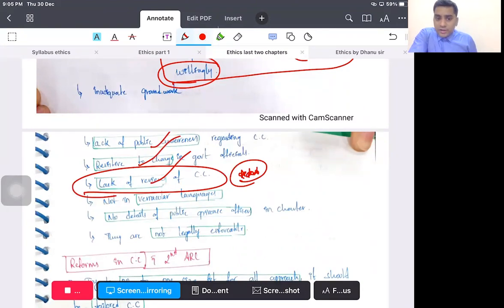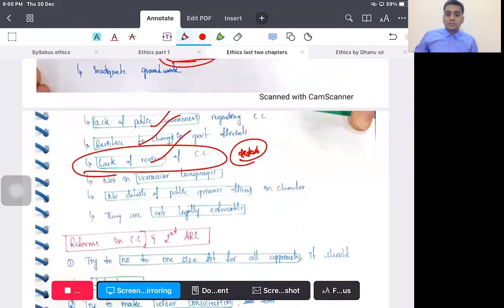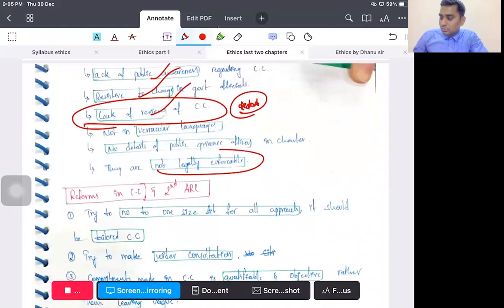Again, it is not in the vernacular language. There are no details of public grievance officers. They are not legally enforceable because there is no act. Hence, this is not legally enforceable. So these are the biggest issues of citizens charter in India. Next, what are the reforms in citizens charter suggested by the second ARC?